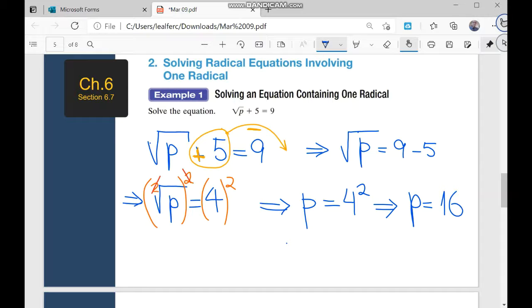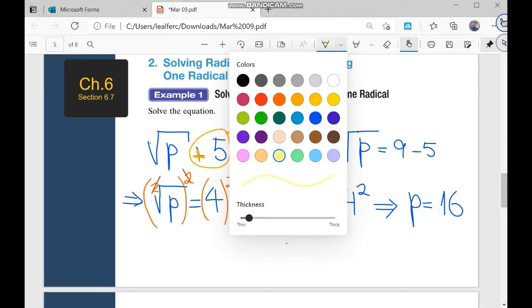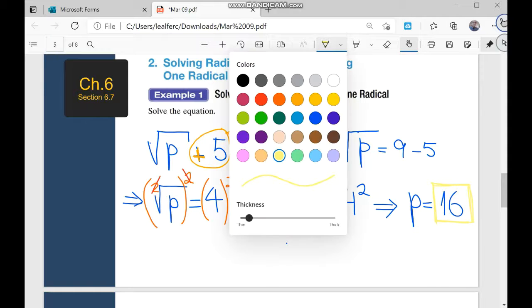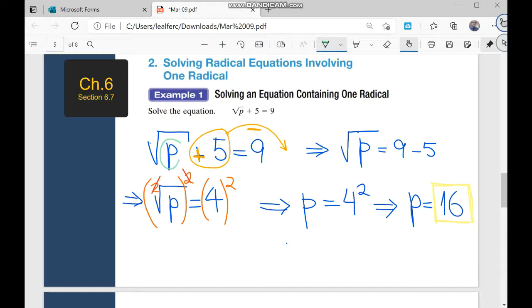And that is the right answer. 16 is going to be the final answer. But remember, you have to check to make sure. You have to plug 16 into the original equation. So 16, plug in here, square root of 16 equals 4, plus 5 equals 9. 9 equals 9. Yes, that's right. So yes, you confirmed 16 is the right answer.